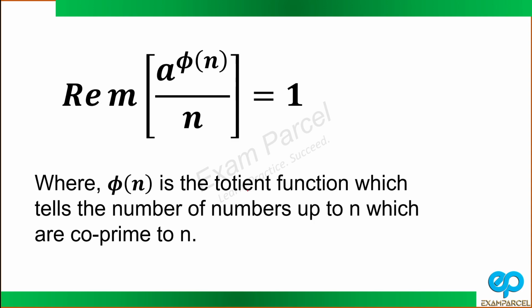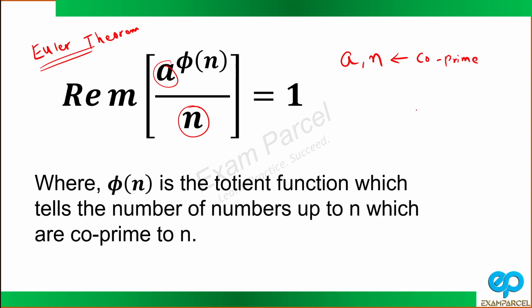Now, let's start this topic. So, this Euler theorem says that let's say there are two numbers A and N which are co-prime. Co-prime means that HCF of these two numbers is 1. It means they have nothing in common. No factor is common between A and N.